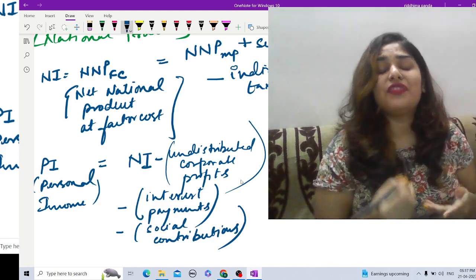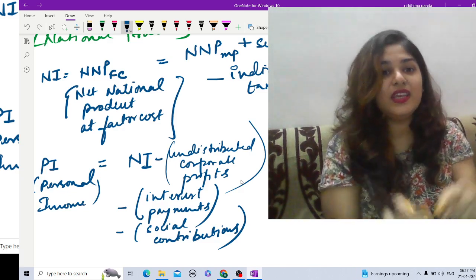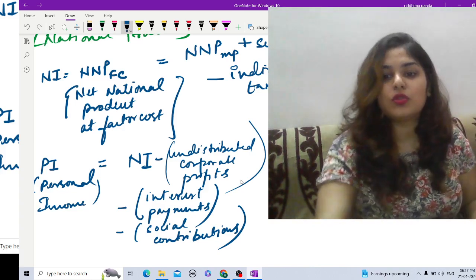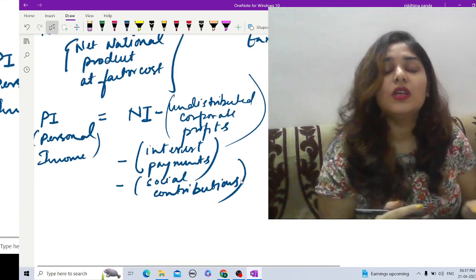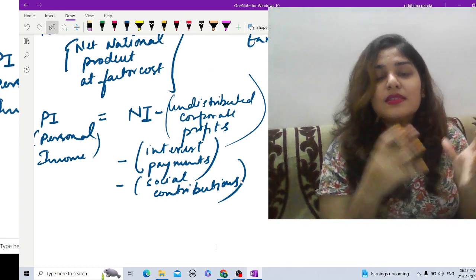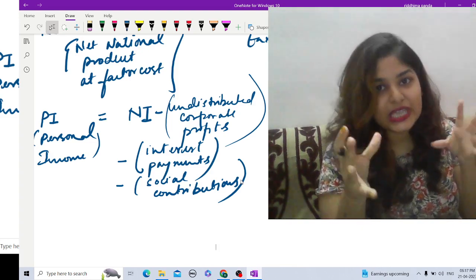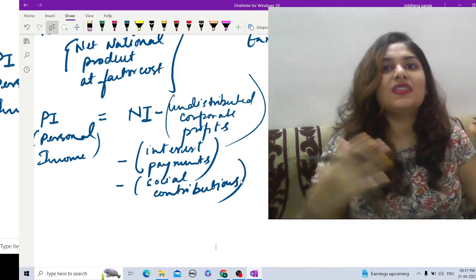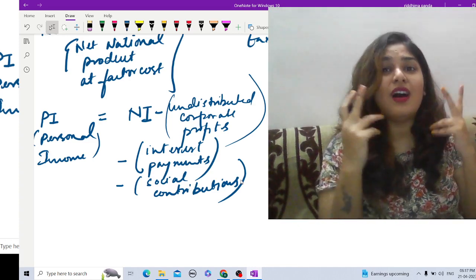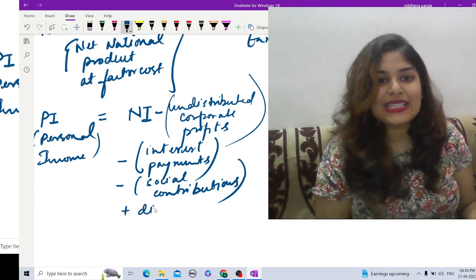Now there are different ways in which you are receiving income which you are not earning. So that is definitely part of your personal income but not national income. So let us add those factors. What are the factors? For example, you got a bonus from your company, right? So that is sudden money that you have received and actually not part of your earned income, right? So dividends, bonus, etc., these can be part of your personal income but that you just received suddenly. So let's write down plus dividends.